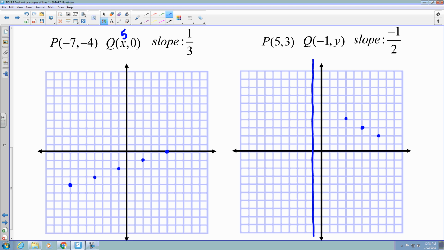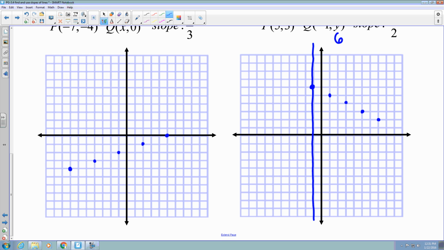As you can tell, the lines would connect. Up 1 to the left 2, up 1 to the left 2. And now I've gotten to that line. Let's see here. So it's -1 comma 1, 2, 3, 4, 5, 6. So y is going to be 6. Okay.